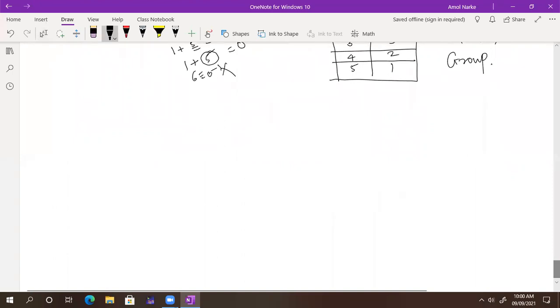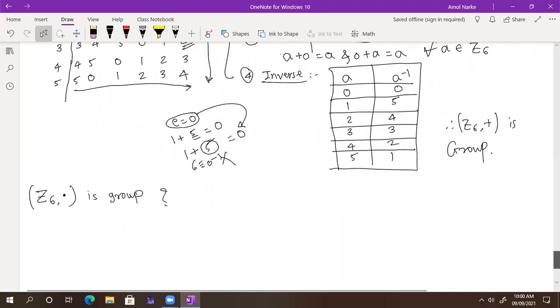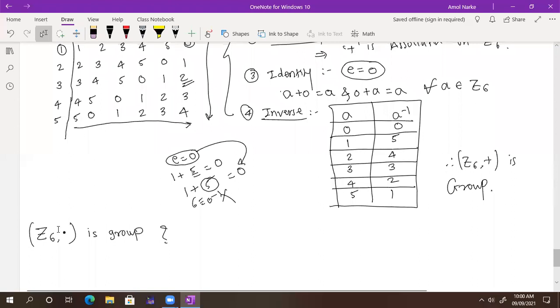Next, can you find out whether Z6 with dot is a group? Instead of addition, we have product. Excuse me, sir, can you please slide down the page a bit? Okay. Thank you, sir. Everyone just work on that. Z6 dot is a group or not? What do you think? Whether it is?